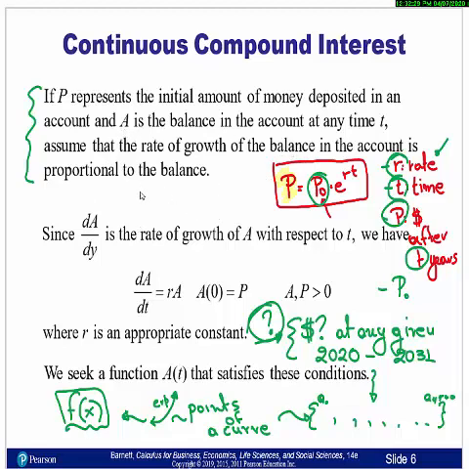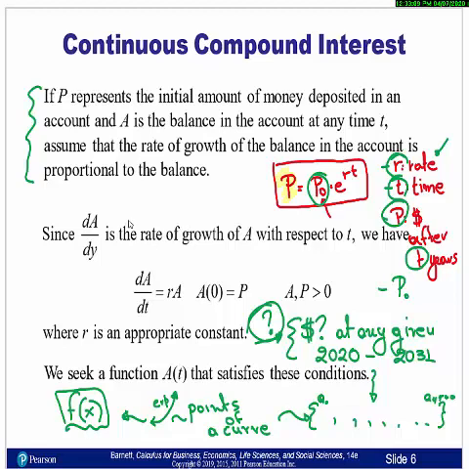What is this function? This is A of t. What is A? A is the amount of money that you have in your account at any given time t. Okay, good. Now, if you know the rate of growth of A with respect to t, meaning assume that you know that it grows exponentially and it follows the continuous compound interest formula, then you know that the derivative of A is going to give you a solution for your equation.